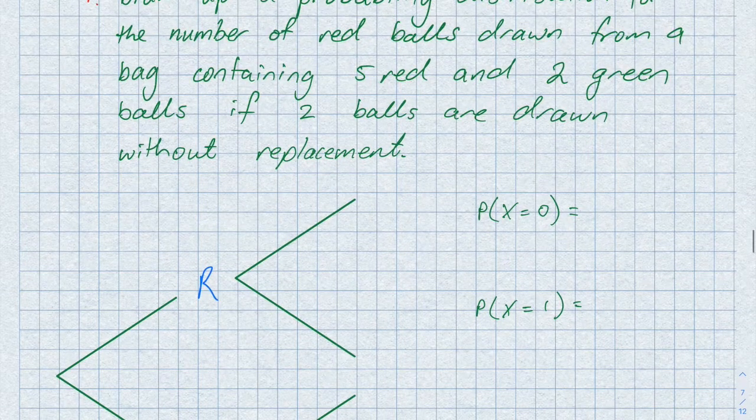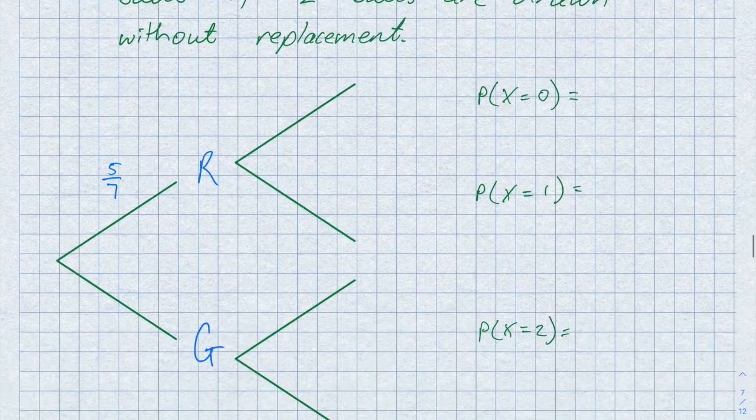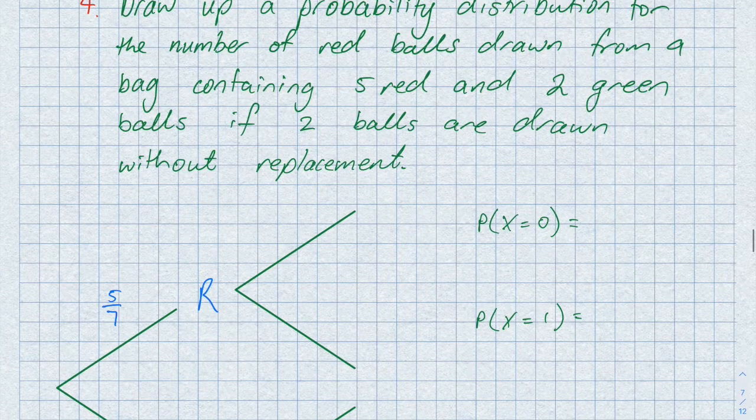On the first draw, the probability of red is 5/7. There are 7 balls total. So green is 2/7. Remember, they have to add to 1. 5 on 7 plus 2 on 7 is 1. On my second draw, now on my first branch here, the chance of red has decreased because there are only 4 reds left in the bag, and there are 6 balls now left in the bag.